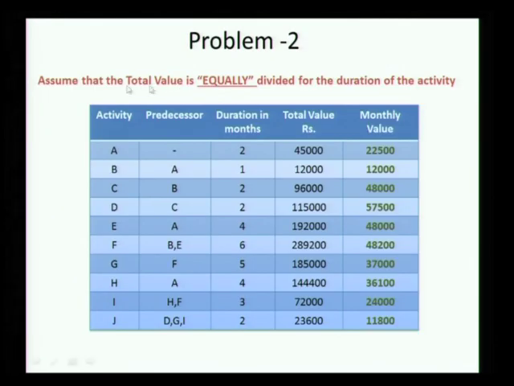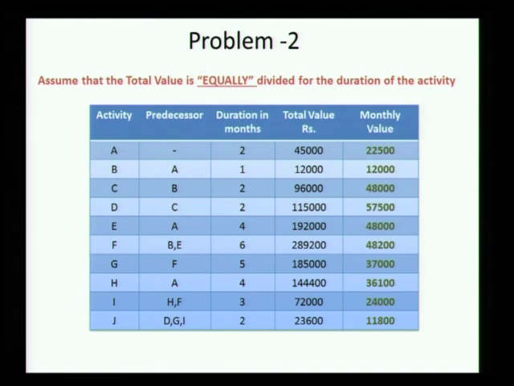We will assume that the total value is equally divided for the duration of the activity. That is, for our purposes in class today, we are going to assume it is equally divided. In reality, it is certainly not equally divided, and one of the challenges becomes actually finding how you will divide this over the time period in which you are doing the work. Okay, so there will be different variations.